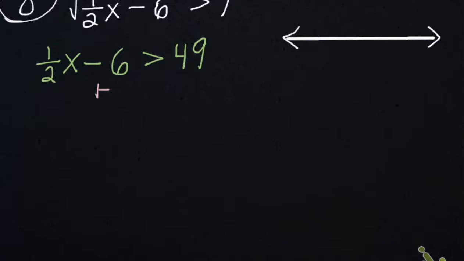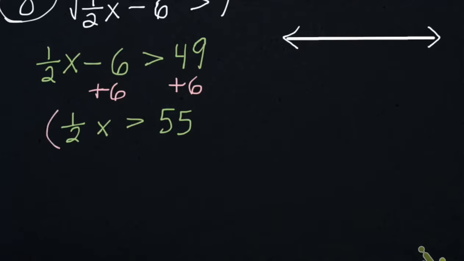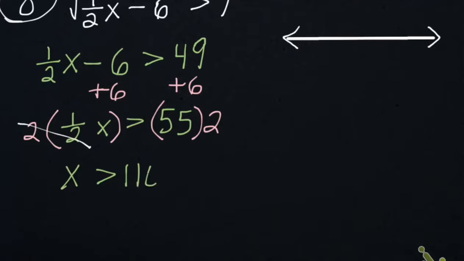Now we can solve. Add the 6 to both sides. I get 1/2 x greater than 49 plus 6. That's 55. Now, 1/2 x. How do we get rid of the 1/2? The 2 is dividing. What's the opposite of dividing? Multiply. So I'm going to multiply both sides by 2. My 2 and my 1/2 are going to cancel, leaving just x. I still have my greater than symbol, and 55 times 2 is 110.